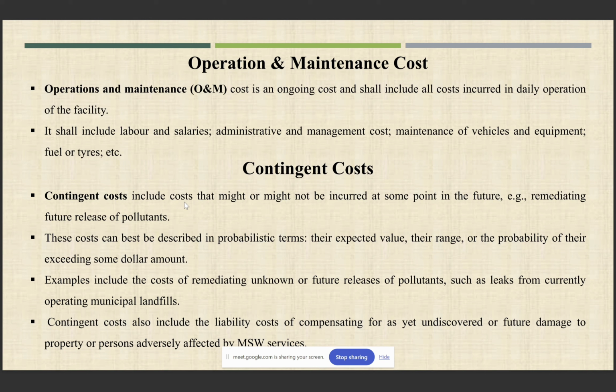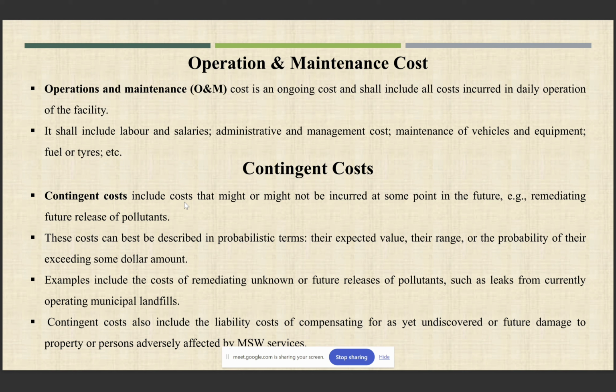Next is the contingent cost. This includes costs that might or might not be incurred at some time in the future, like remediating future release of pollutants. So this can happen or this cannot happen. Since it can happen in the future, which is not confirmed, we can describe it in probabilistic terms: how much amount will be required if this happens, and what is the probability of that event happening.